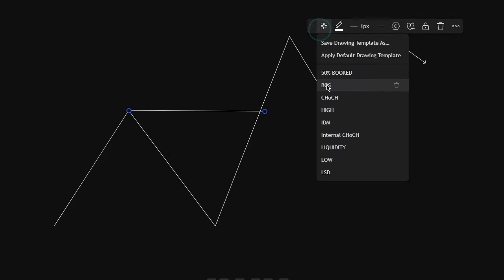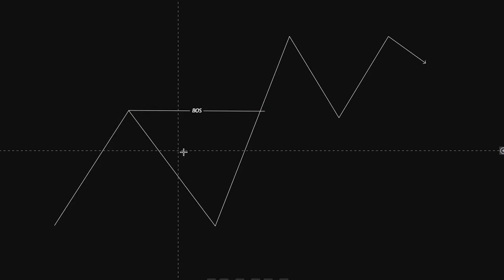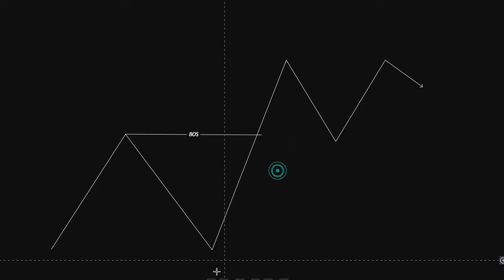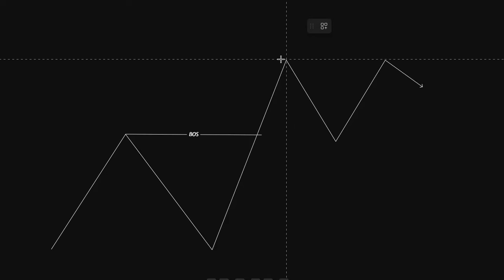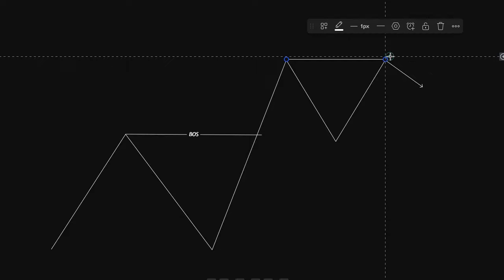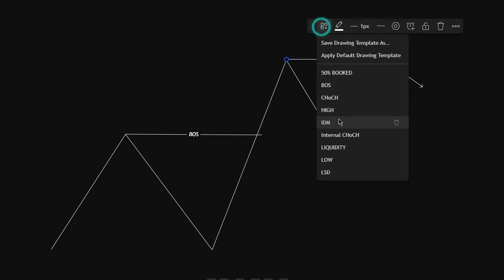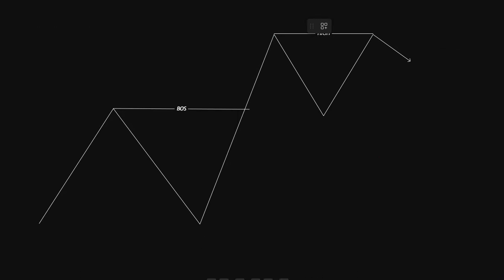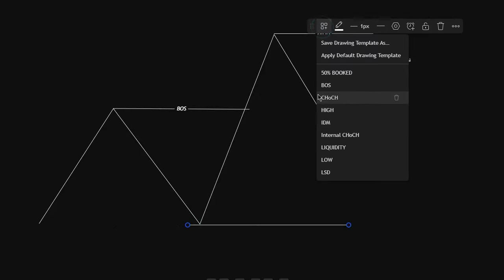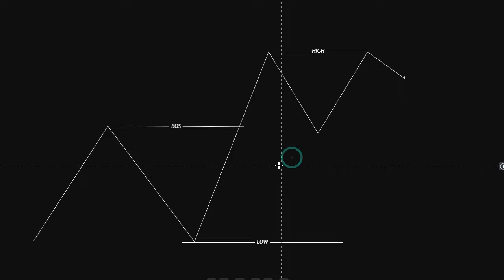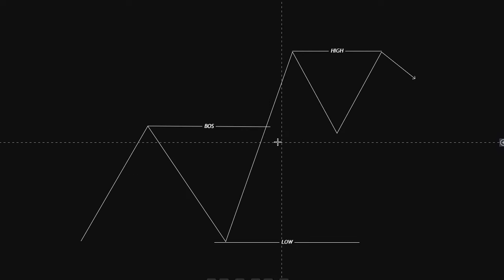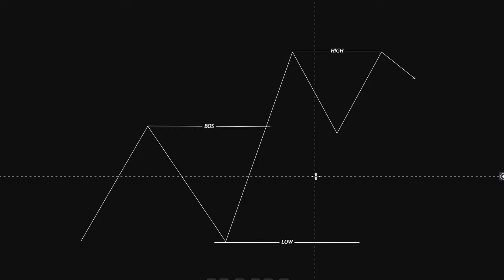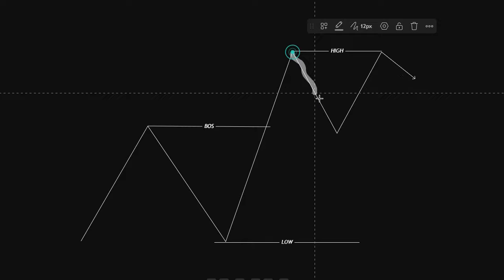This is our breakout structure. We can see this breakout structure, and then this is our highest point, which I'm going to mark as a high, and this is our lowest point, which is our low. So this is basically how the market structure is identified by default, the way the system identifies the market structure.